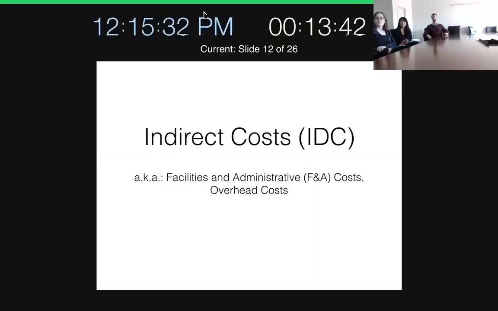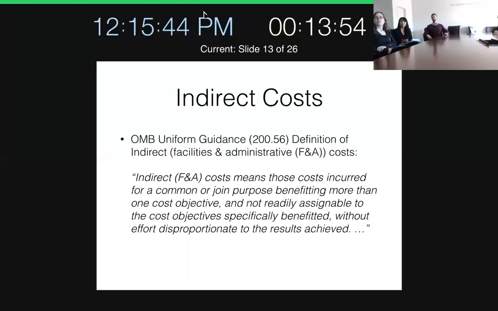But yeah, so indirect costs, also called facilities and administrative costs, or overhead. Everyone sort of uses all the terms interchangeably. Different sponsors use them differently. Just sort of be aware they all fall in the same pot.